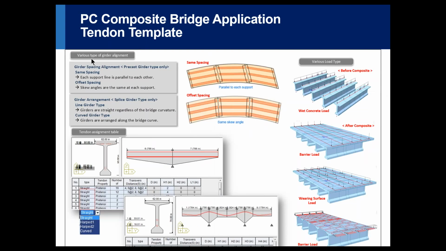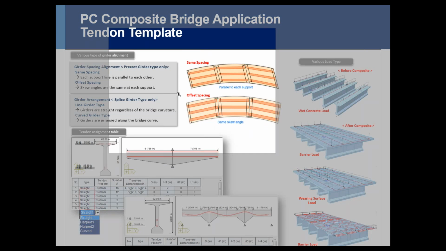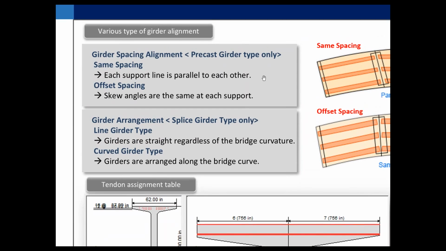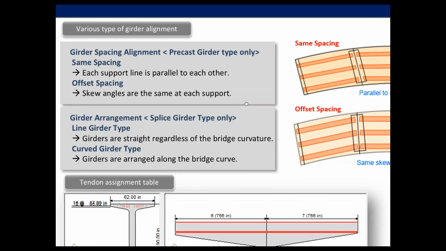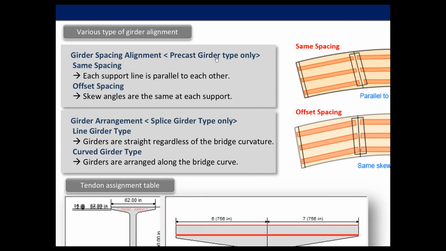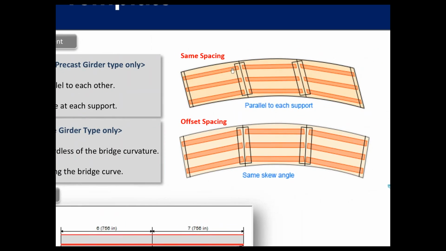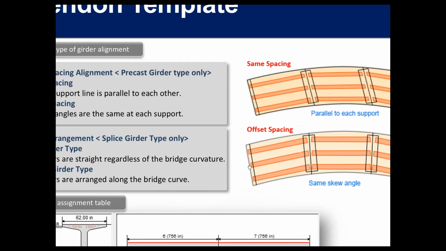So in the section and the tendon tab, you will be able to find this type of information. So you can define various types of girder alignment. If you look at it, for the precast girder types, you can define same spacing, and the support lines are parallel to each other, or opposite spacing type. And the skew angle will be the same, but the support lines will not be parallel to each other.